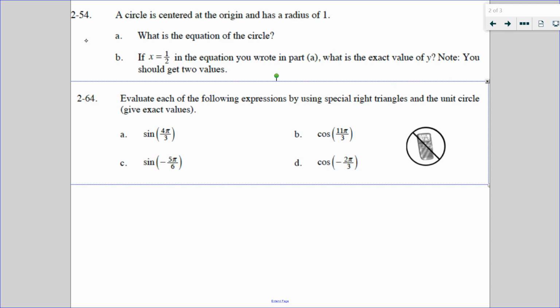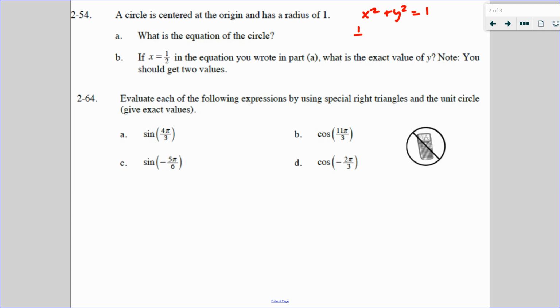I only verbally talked about 54b, but I wanted to show it a little bit. It's kind of using that Pythagorean identity that we had, that if the equation of the circle is this, I can put an x as 1/2, 1/2 squared plus y squared equals 1.